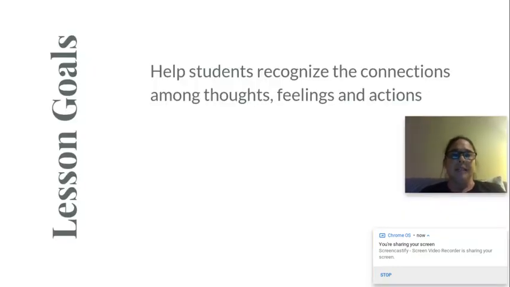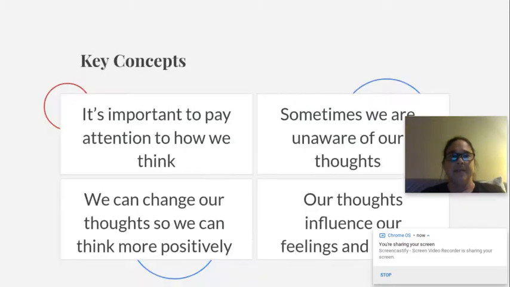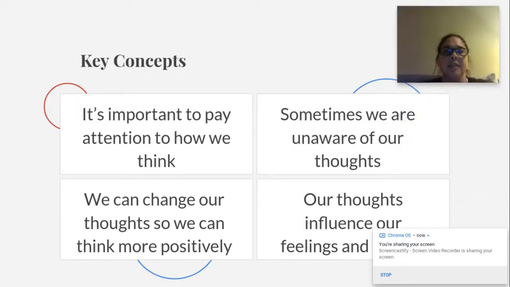Our goal today is to help students recognize the connections among thoughts, feelings, and actions. That means things that you think and you feel and you do are all connected together. So the key concepts are it's important to pay attention to how we think. Sometimes we are unaware of our thoughts, and we can change our thoughts so that we can think more positively. And our thoughts influence our feelings and actions.